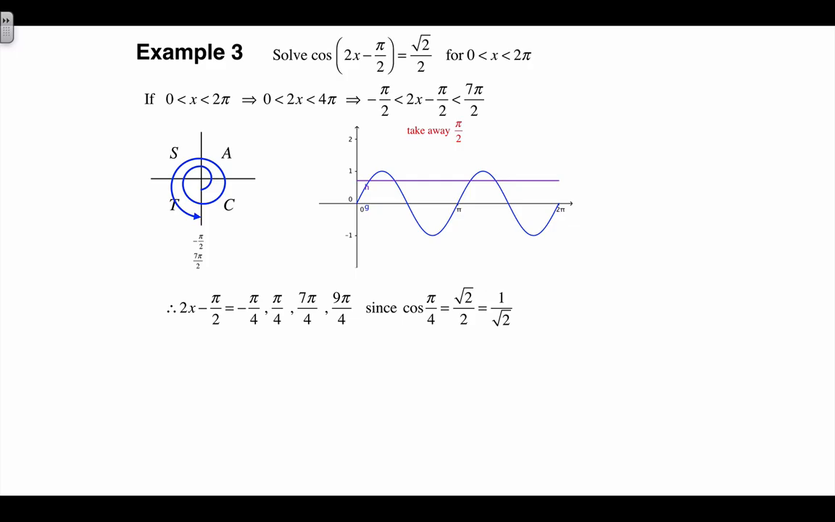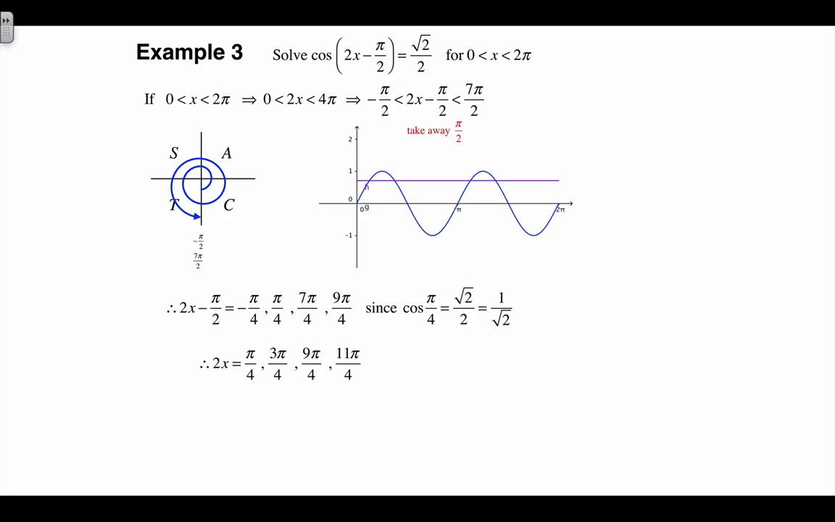Now, thinking about what values give us root 2 on 2. You have to recognise root 2 on 2 as simply 1 on root 2, and that was a little bit of a trick they put in here for us. So we get cos of pi on 4 is 1 on root 2, and cos is positive in the first quadrant and the fourth quadrant. So starting in the fourth quadrant, we get minus pi on 4. Then going around to the first quadrant, we get pi on 4. All the way around again to the fourth quadrant, 7 pi on 4. And then we've got one more in the first quadrant on the second time round, and that's 9 pi on 4. But that, of course, is for 2x minus pi on 2.